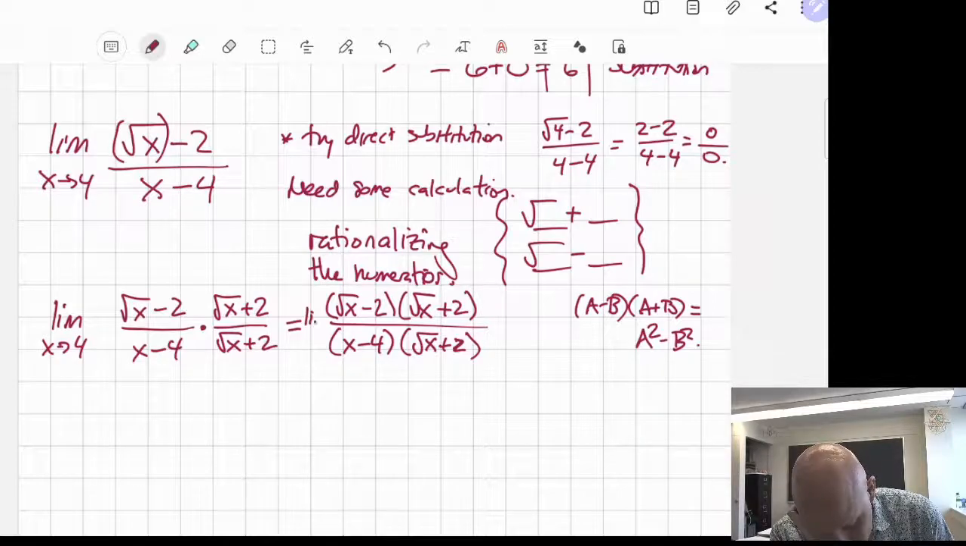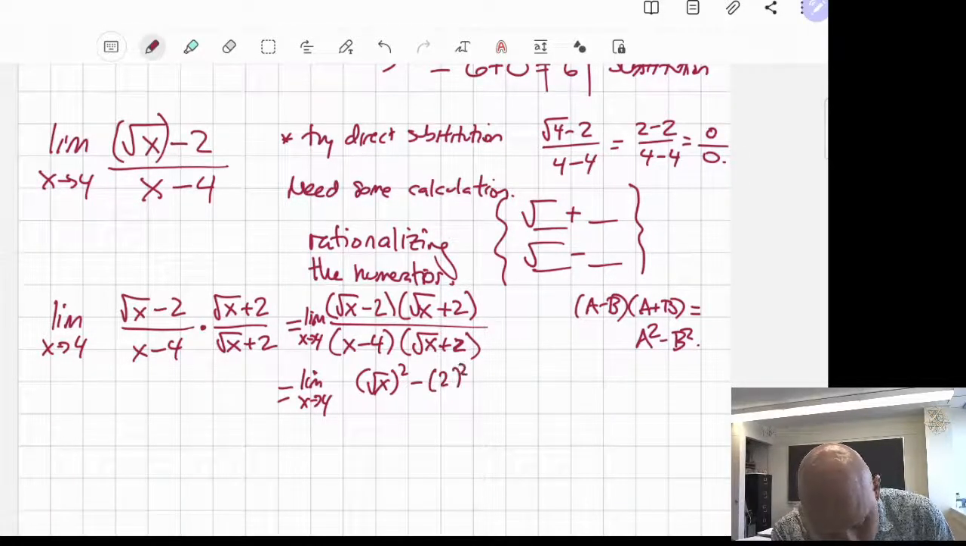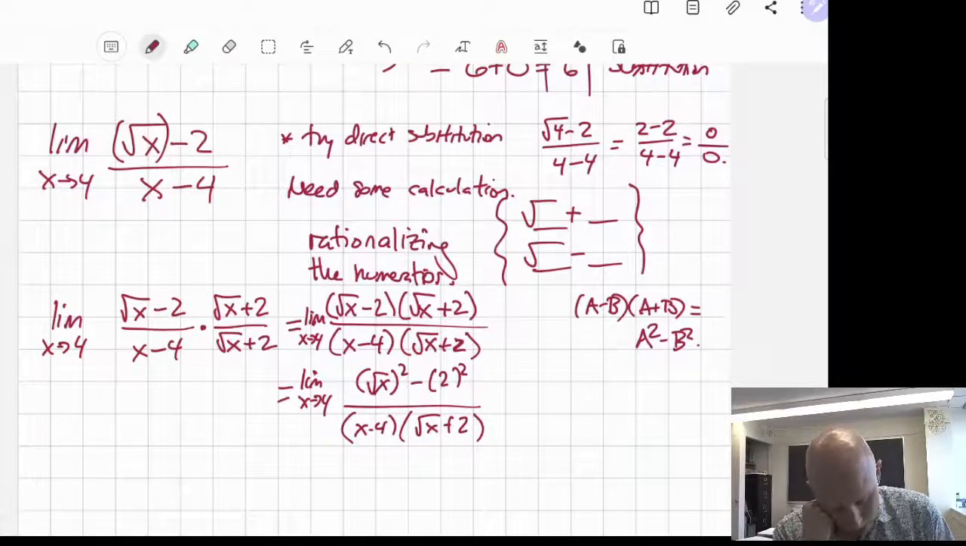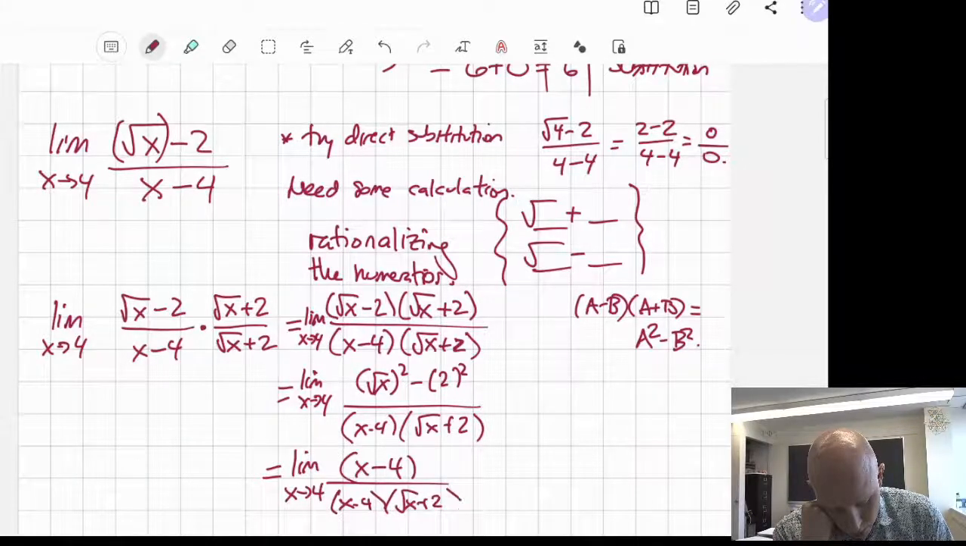So let's do that expansion. I forgot my limit here. That's a no-no. Keep your limit here. So limit as x goes to 4. And the numerator now becomes square root of x squared minus 2 squared over x minus 4, square root of x plus 2. And so this is equal to the limit as x goes to 4 of x minus 4 over x minus 4 times square root of x plus 2.